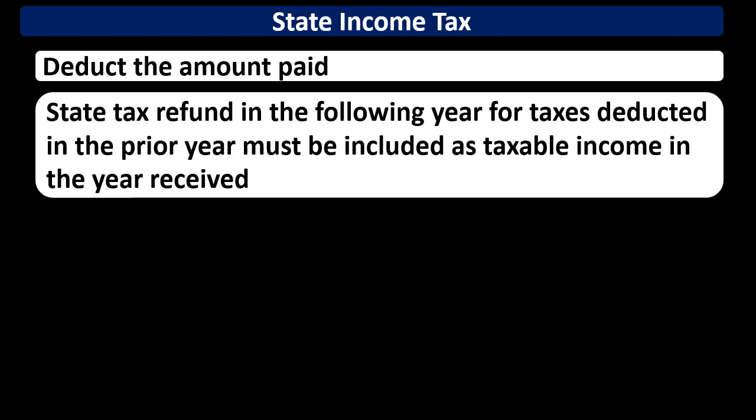So in other words, we basically get the deduction for the excess of the payments that we made in the current year, but it evens out over the 2-year period in that we then have to add the income to the following year.